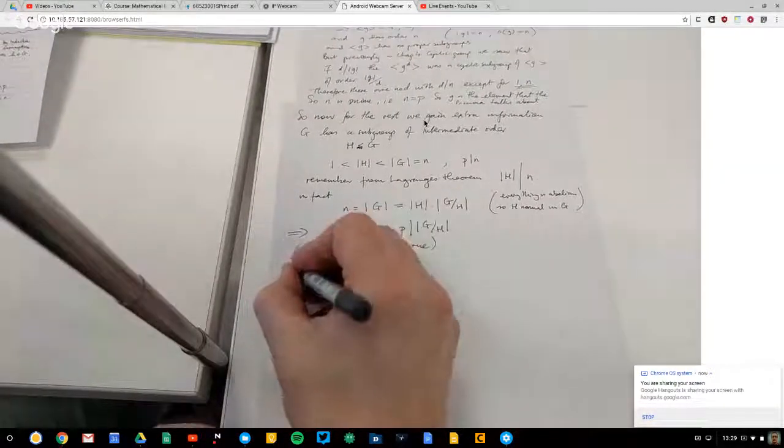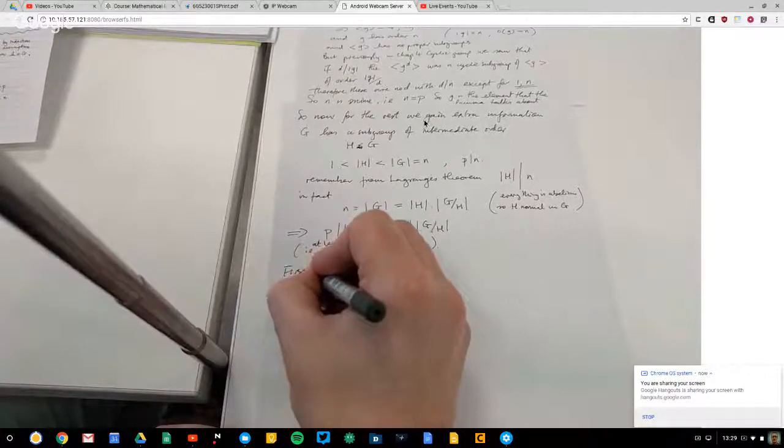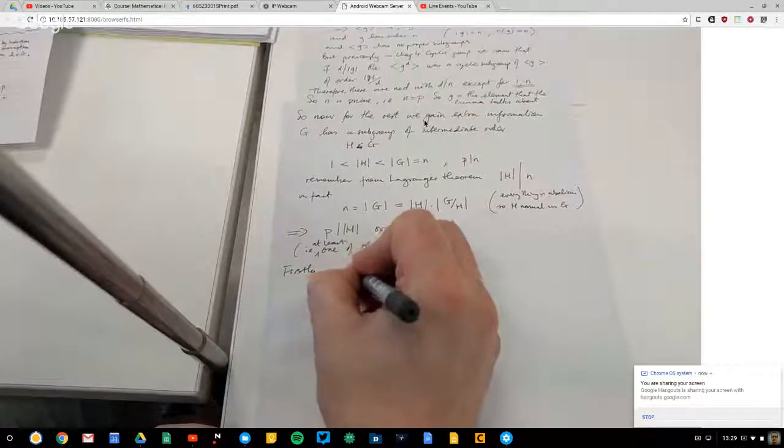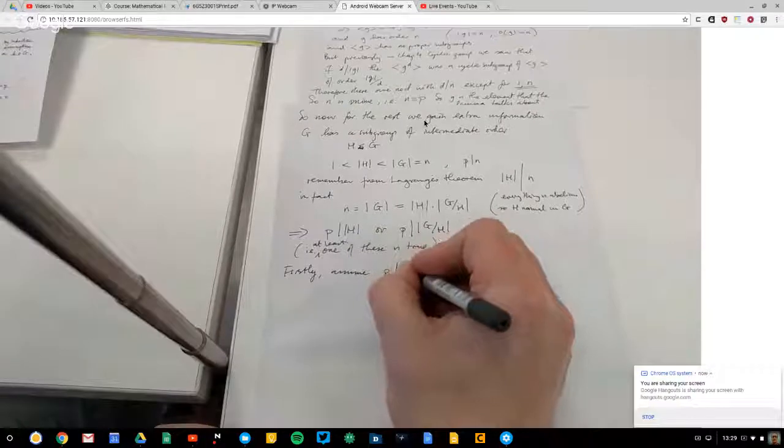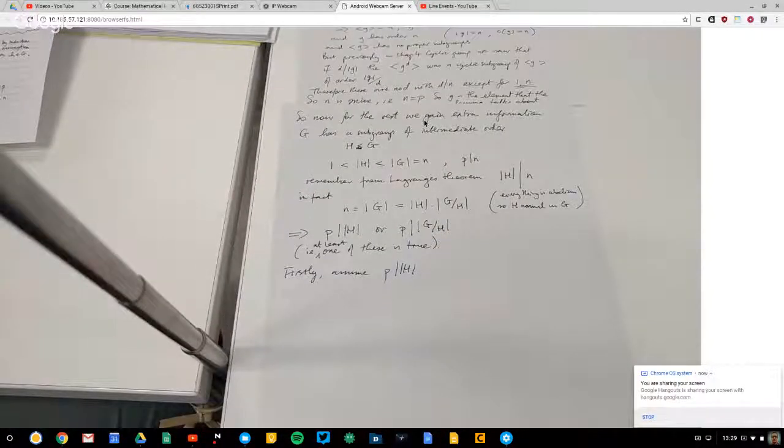So firstly, we'll assume P divides the size of H. Now, what can we do in that case? Where are we?